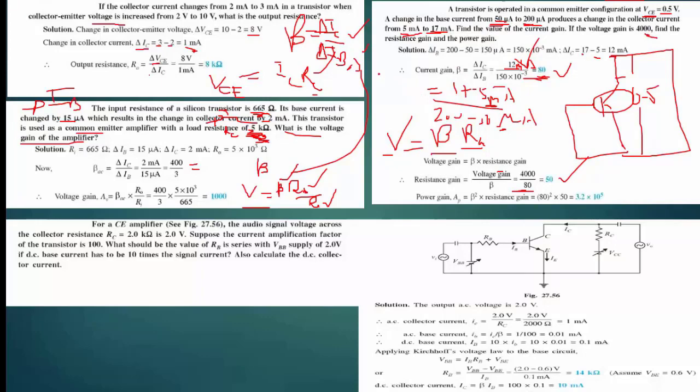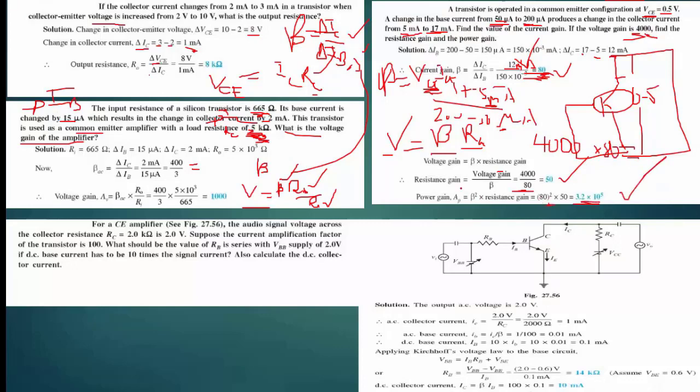Again power gain nilishasema power gain ni sawa na voltage gain times current gain. So we have voltage gain 4000, we have current gain 80, so we can multiply 4000 times 80, we get the same answer ambayo amepata hapa, lakini yeye ametumia njia tofauti.